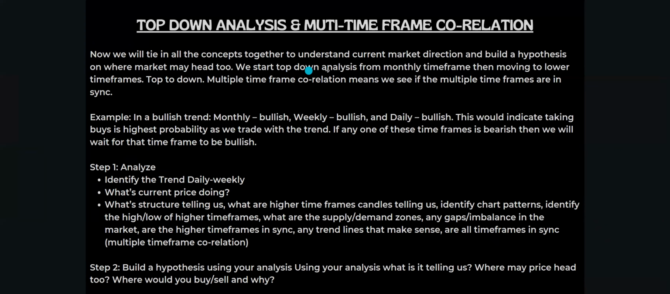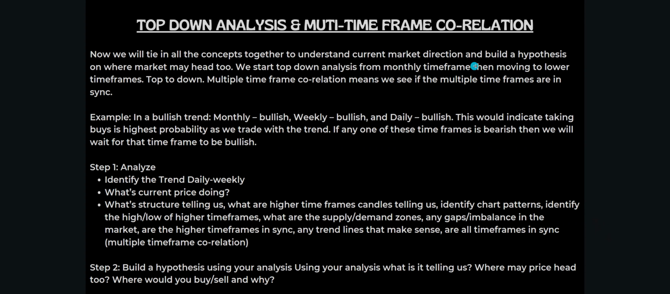We start top-down analysis from the monthly time frame, then moving to a lower time frame. Right? Very simple. Top-down analysis simply means that you start off on a higher time frame, on a monthly, and you keep trickling down to the lower time frames. That's what top-down essentially means. And multi-time frame correlation means we see if the multi time frames are in sync.